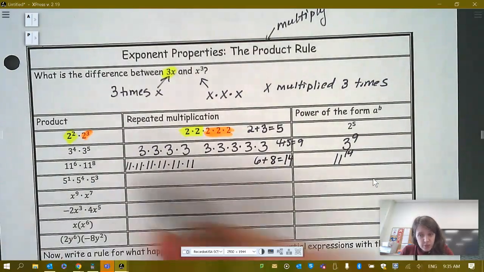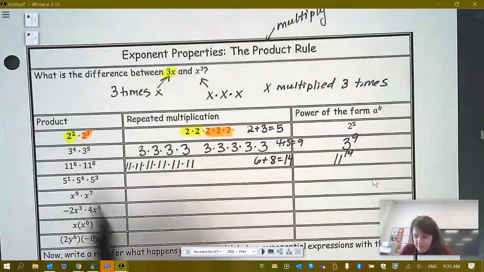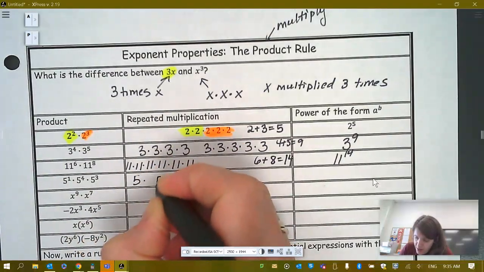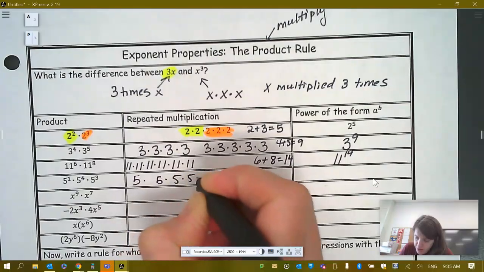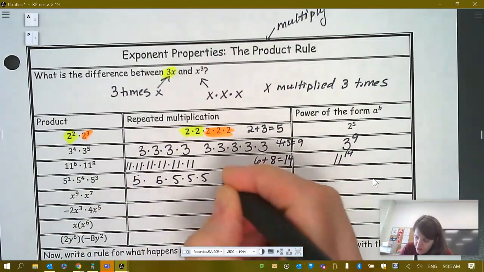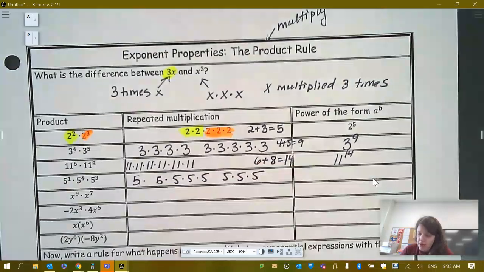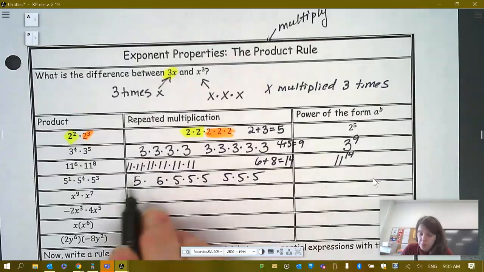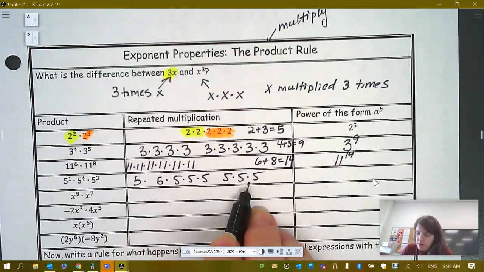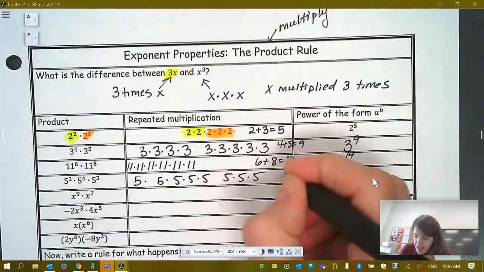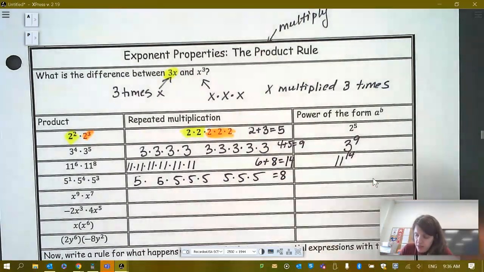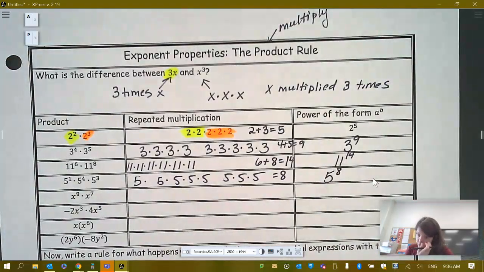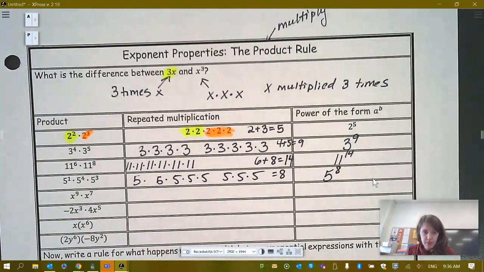The next one, I've got 3 terms, but they all have the same base, 5, 5, and 5. So I have a single 5 times 4 5s, right? Because 5 to the fourth is like 4 5s, and then 5 to the third is 3 5s. So total, I have 1, 2, 3, 4, 5, 6, 7, 8, or 1 plus 4 plus 3, which gives me a total of 8. Okay, so I have 5 multiplied 8 times, or in other words, 5 to the 8th power.